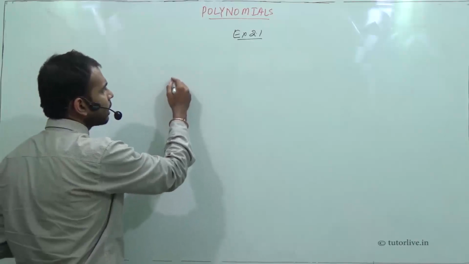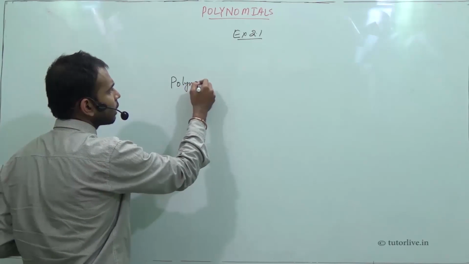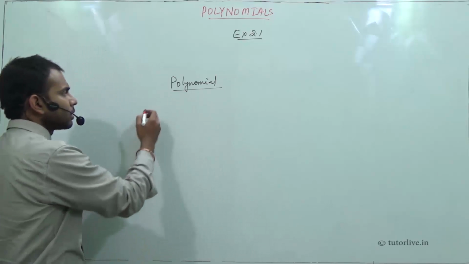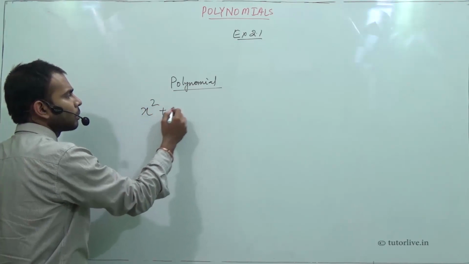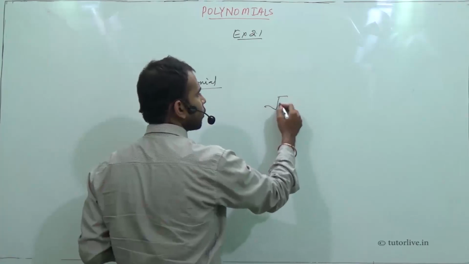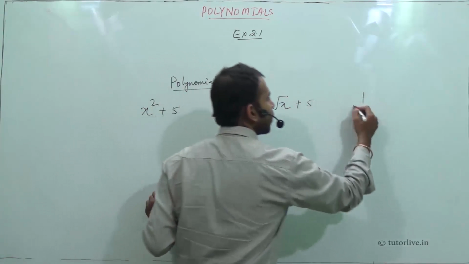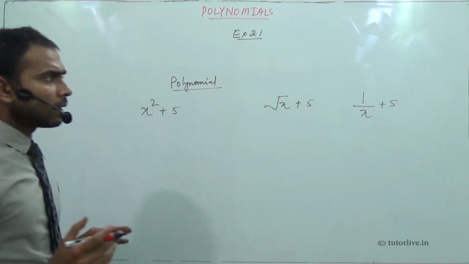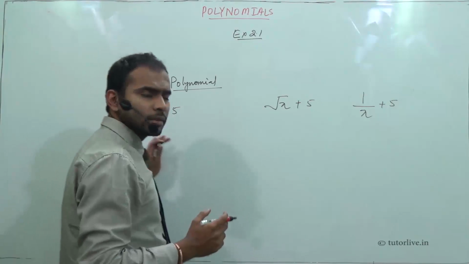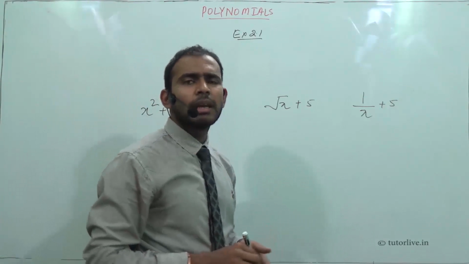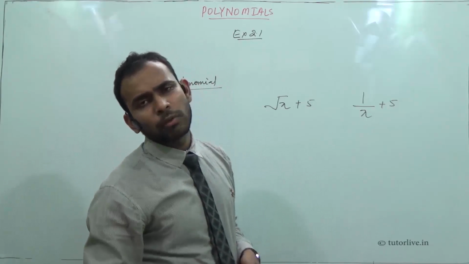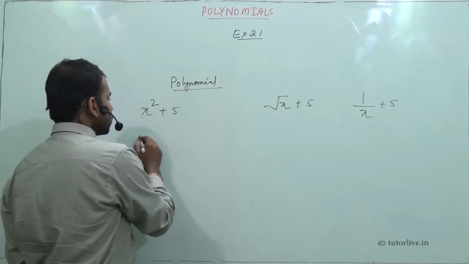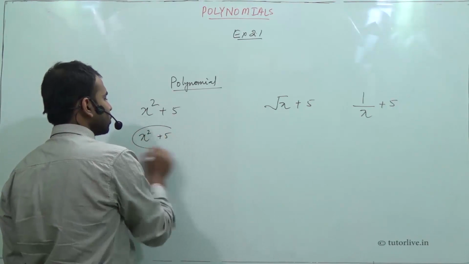But first, when is an expression said to be a polynomial? I'm writing three different cases first: x square plus 5, under root of x plus 5, 1 upon x plus 5. What we'll do is bring this in the form of a polynomial, in an exponential form. Here x square plus 5 is in exponential form.